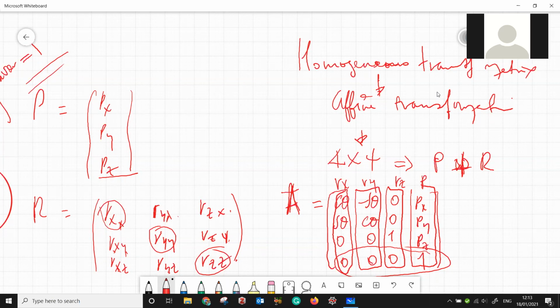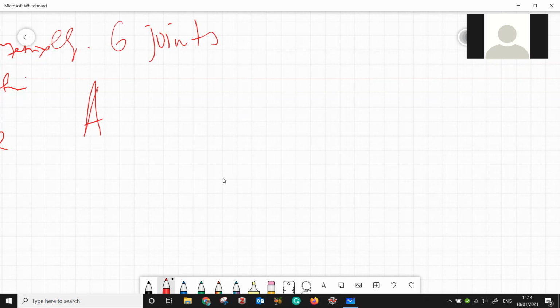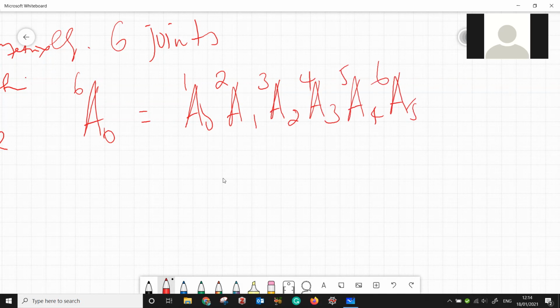If you have a chain of kinematics, you could have multiple homogeneous transformation matrices which are relative to each other. Then by multiplying all those matrices, you can obtain your overall matrix. For example, if you have 6 joints, the robot position from 0 to 6 means A0 to 1, A1 to 2, A2 to 3, A3 to 4, A4 to 5, A5 to 6. You multiply them together, okay? This is a matrix multiplication.